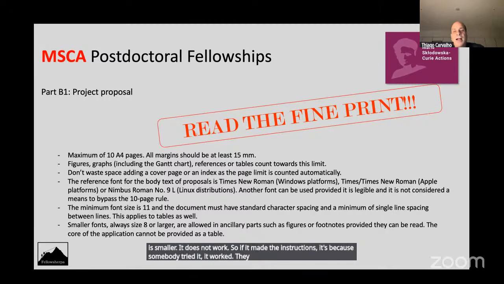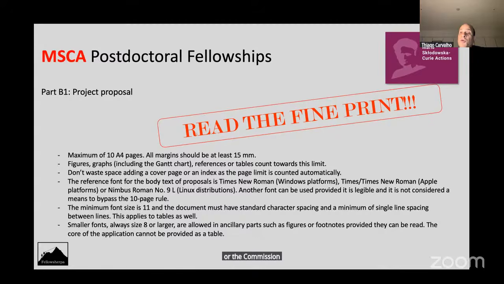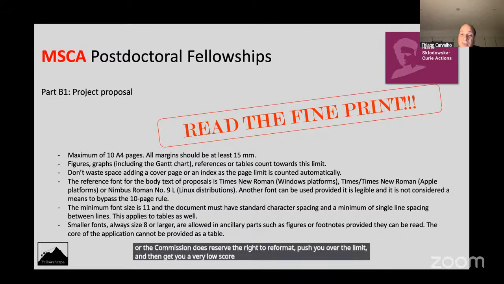So if it made the instructions, it's because somebody tried it. They were caught, and they were either declared ineligible, which is actually the best case scenario, or the commission does reserve the right to reformat, push you over the limit, and then give you a very low score, which makes you not get this year's fellowship and be ineligible for the following year's application.